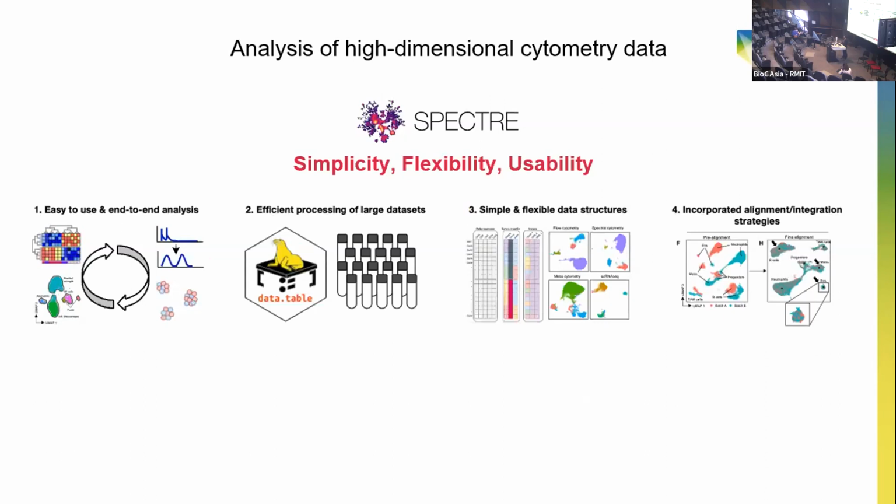So this was developed when I was doing my PhD with 2 collaborators, Tom Ashes and Felix, at the University of Sydney. So very briefly, Spectre is an R package that contains a bunch of wrapper functions around a very carefully curated list of computational tools to analyze cytometry data. The 3 principles that drive the design of Spectre are simplicity, flexibility, and usability.